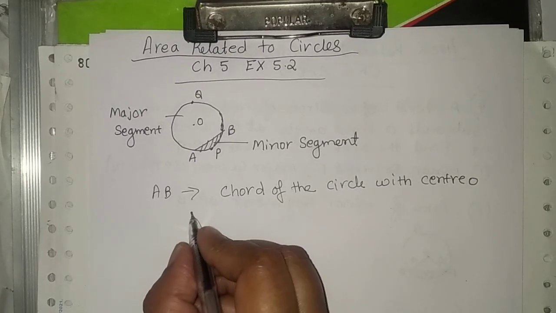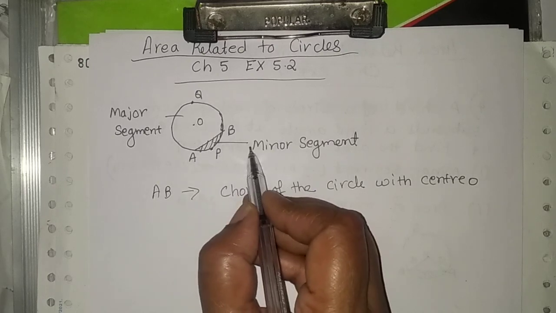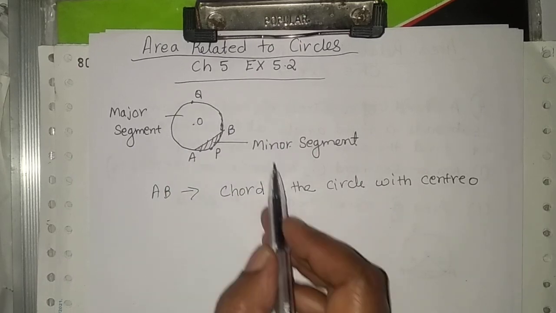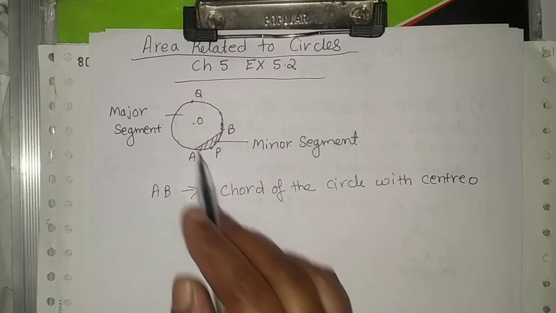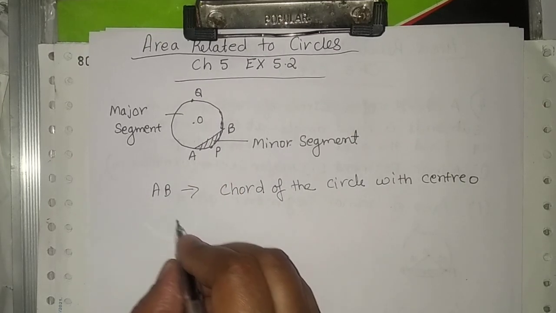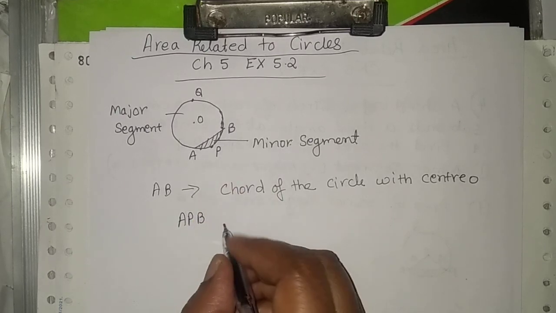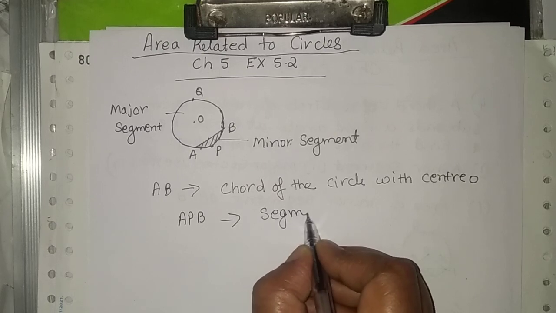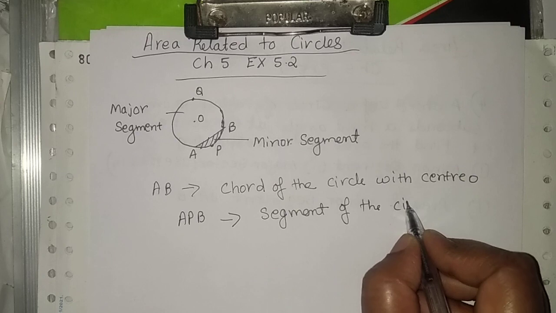Next, this shaded region is called the minor segment. The whole remaining part is called the major segment. So we'll see what is APB. This one, APB, is called a segment. So it is a segment of the circle.